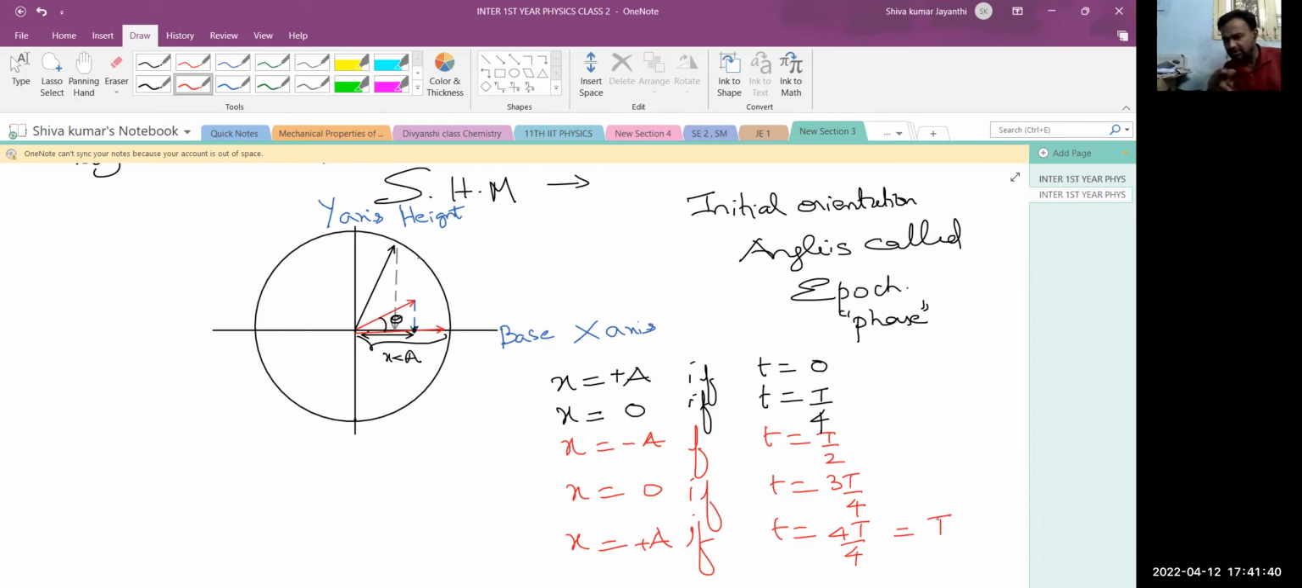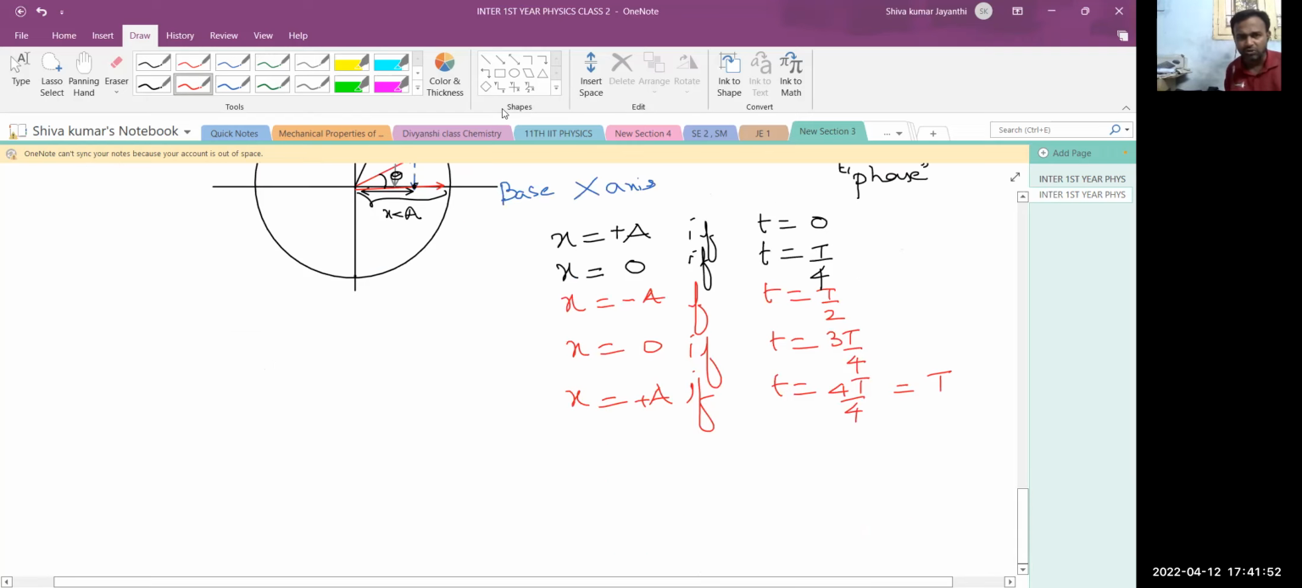Understood these points? If you plot these points on a graph sheet, they will look like a cos function. Let us plot these points on a graph sheet. Then what happens, do you know? You will get a cos function, a cosine wave.